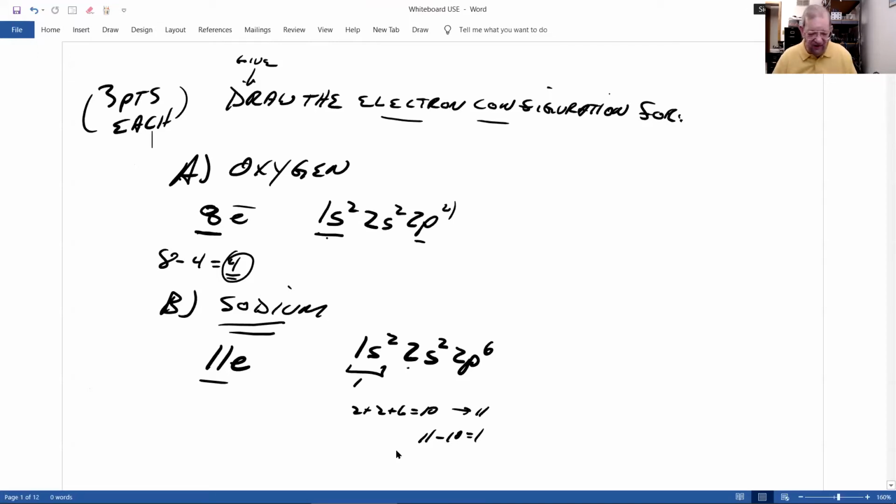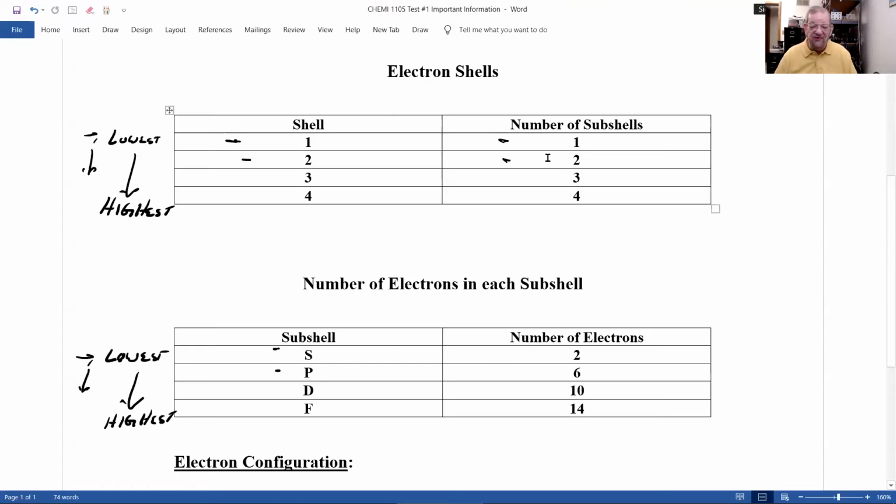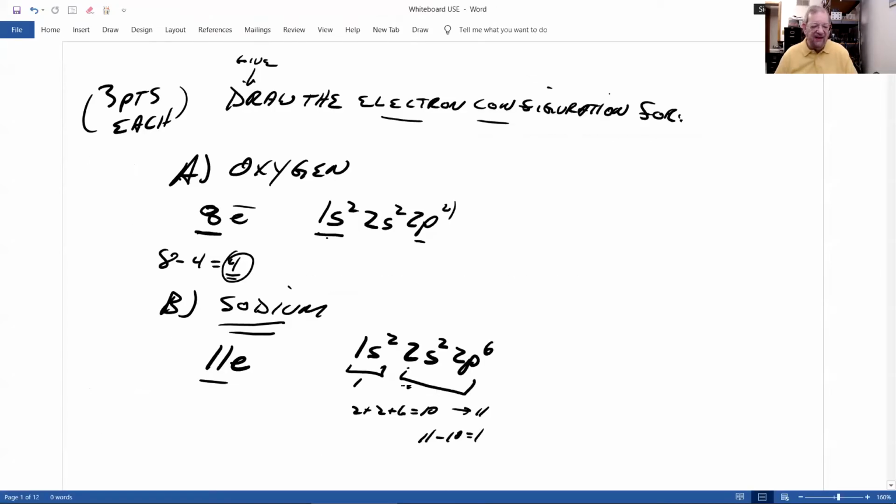How many subshells does shell 2 have? I don't know. Let's look at important information. And the answer is 2. Well, I filled them all up. So now I have to go to shell number 3. And what's the first shell in shell number 3? 3s, which has a maximum of 2 electrons. But do I need 2 electrons? No, I have 1 more to go because right here I already have 10.